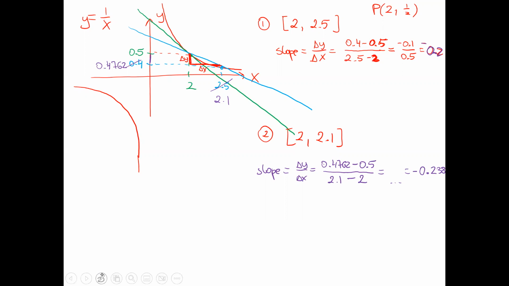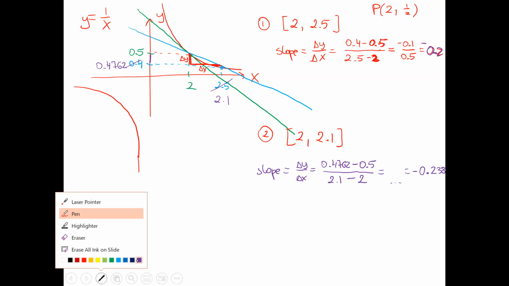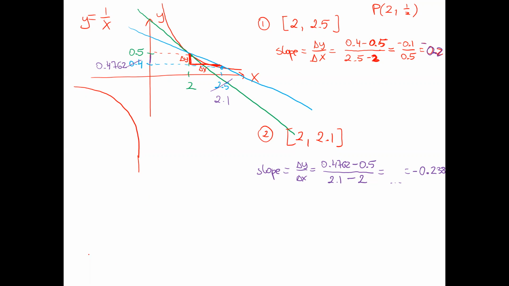Okay, and maybe one more. Yeah, I will put these values. Let's put the third interval. We can get even closer, 2.01. And then when we take the reciprocal of 2.01, we will get 0.4975. Okay, and then this is the interval, 2.01. Okay, so we will calculate slope.